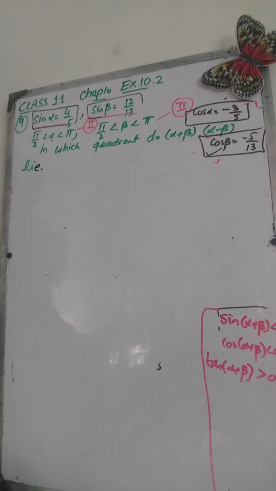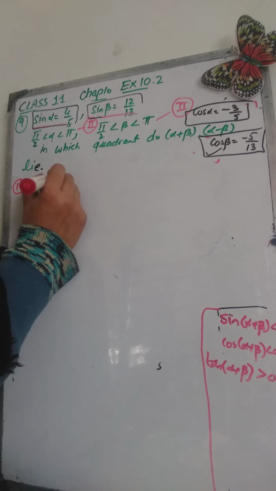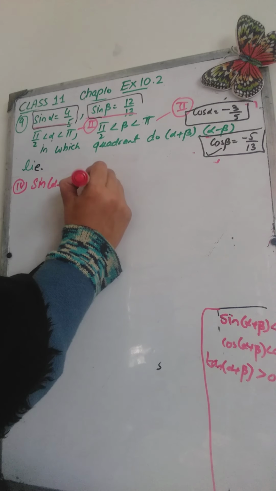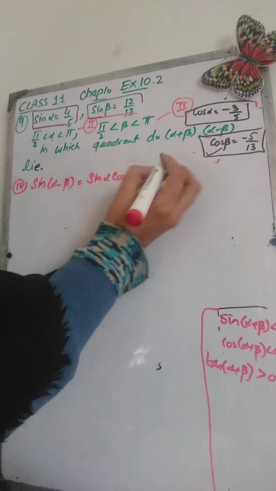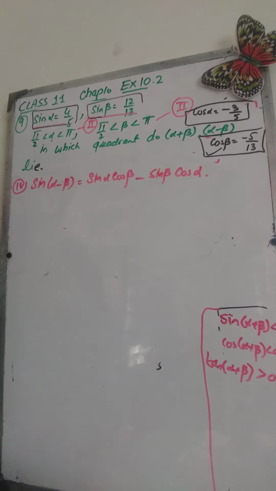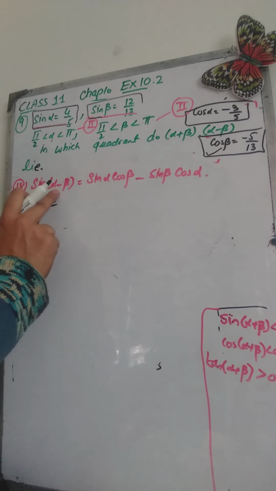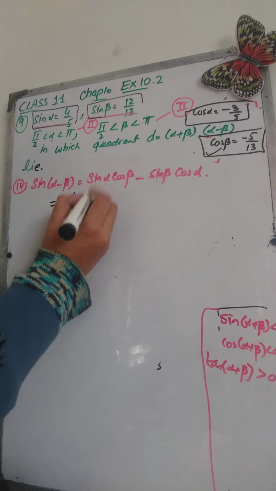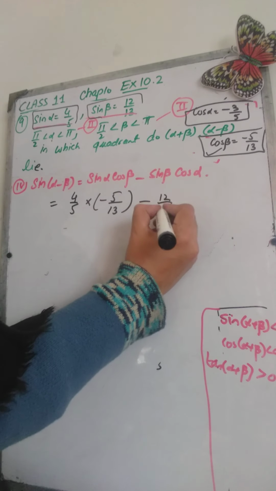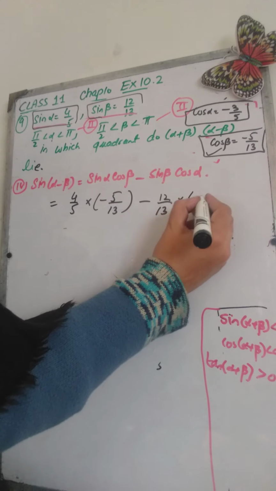The next part, they are asking for sine of alpha minus beta. Okay, this is the fourth part. Then the fourth part we have to calculate sine of alpha minus beta. We know that sine of alpha minus beta is equal to sine alpha cos beta minus sine beta cos alpha. Again, using the same four values, we are going to just put their values in here and calculate sine of alpha minus beta. Sine alpha is 4 over 5 into cos beta is negative 5 over 13 minus sine beta is 12 by 13 into cos alpha, negative 3 by 5.